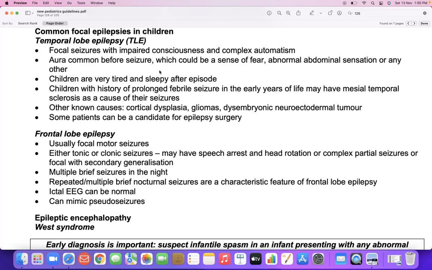And simple partial means there is a focal seizure, any kind of focal that you have mentioned earlier in the definition, but you are maintaining your consciousness. He might be talking, walking, doing everything, and he's not able to control the abnormal movement or feeling or whatever he's having partially in part of his body. This is to make it easy.